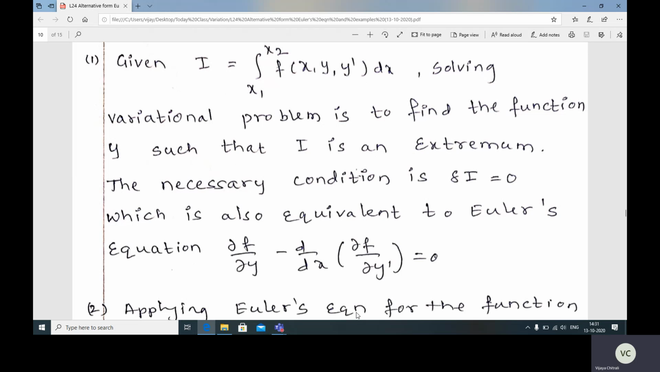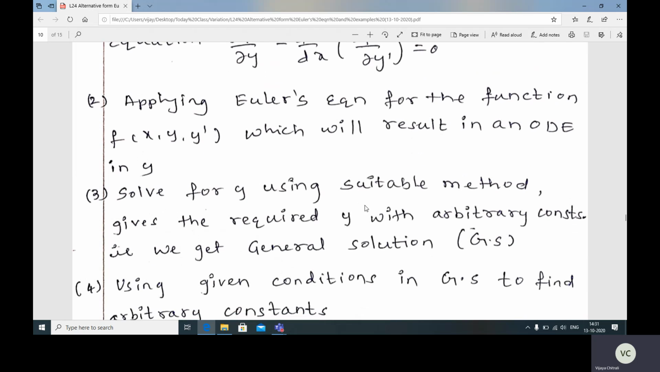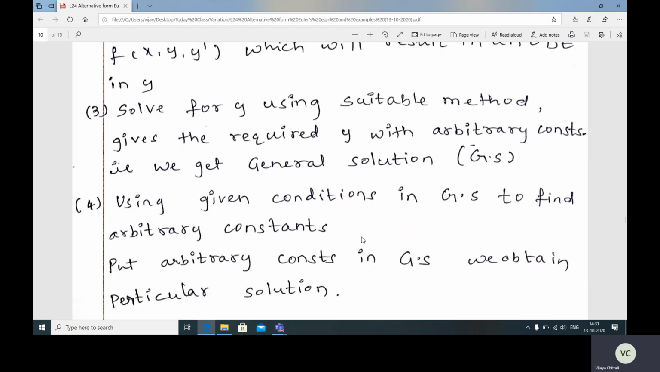Now apply Euler's equation for the function f of x, y, y'. Applying Euler's equation, you will get an ordinary differential equation in y. Now solve that ordinary differential equation. You will get a general solution, which means a solution with arbitrary constants. And if conditions are given, use the conditions. So you will get a particular solution.